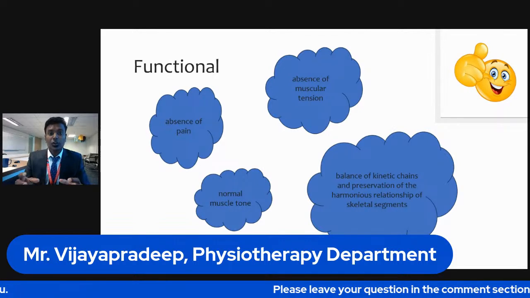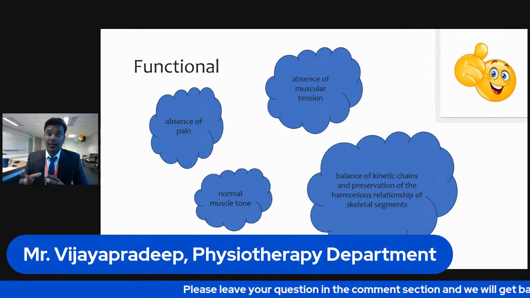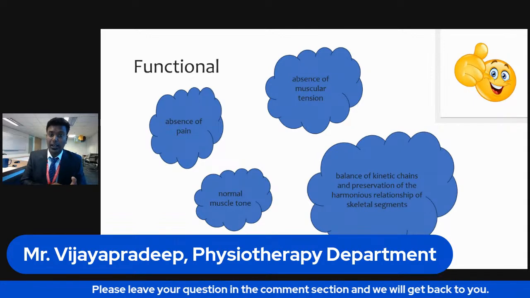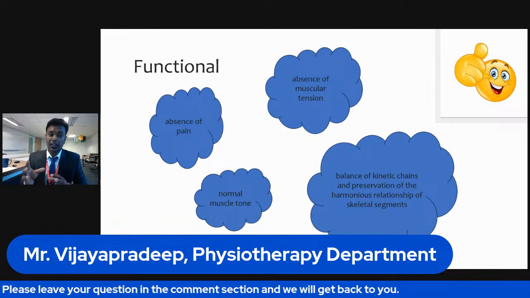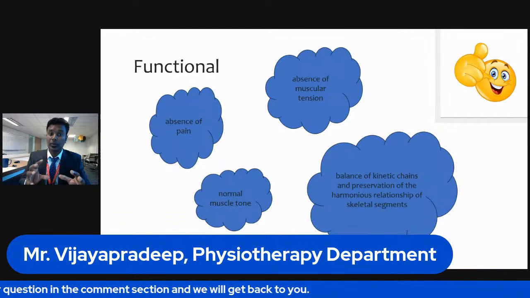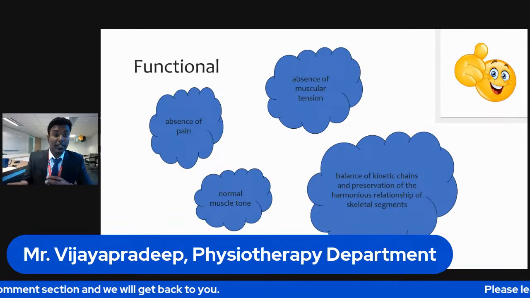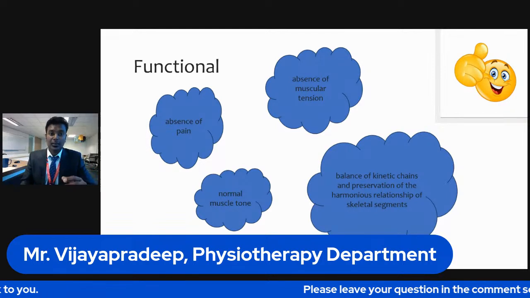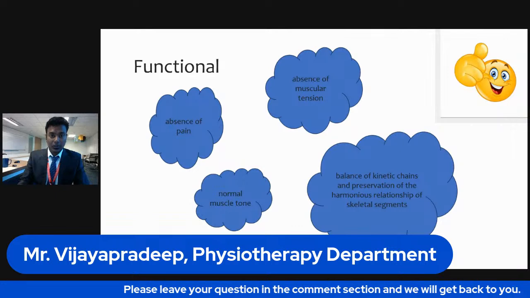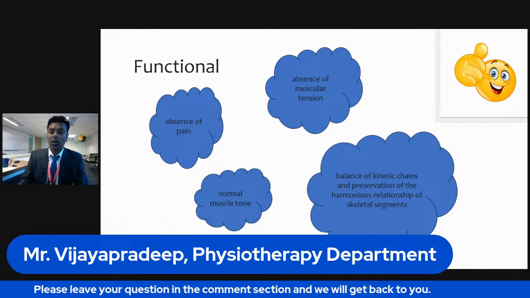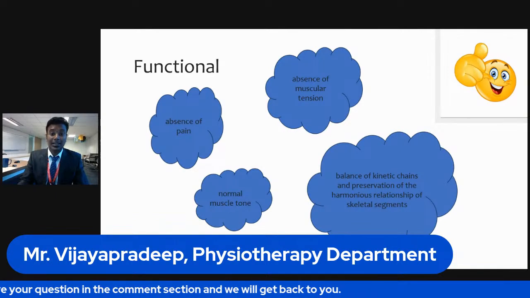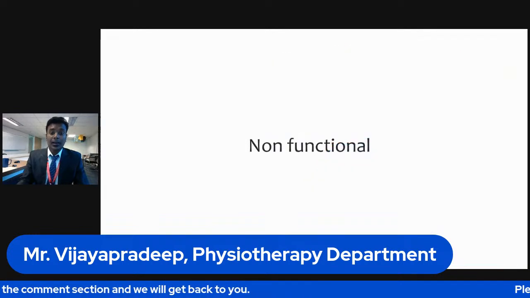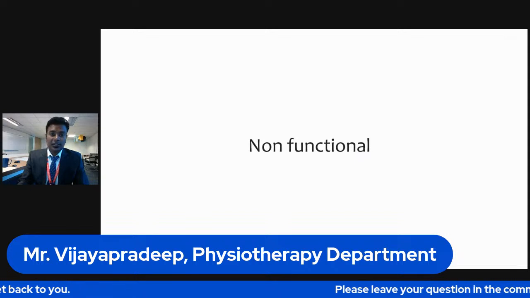So the muscle tone also will be changing if it is a problematic position, and there will be muscular tension. If you are normal, then the muscles also will be normal and will not be tensed. And if it is not in normal range, the muscles will be tensed. So we need the interaction between these kinetic chains and the harmonious relationship of the skeletal segments. With all those things, we can say the posture is functional.